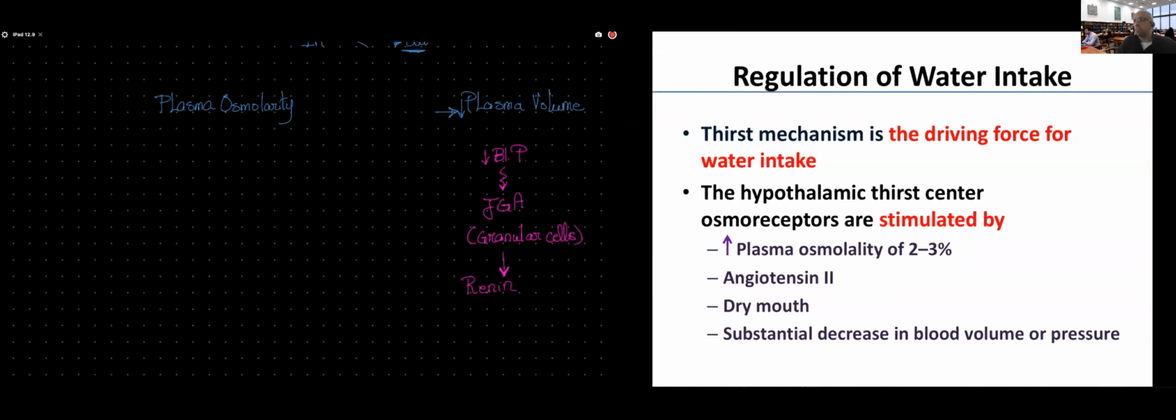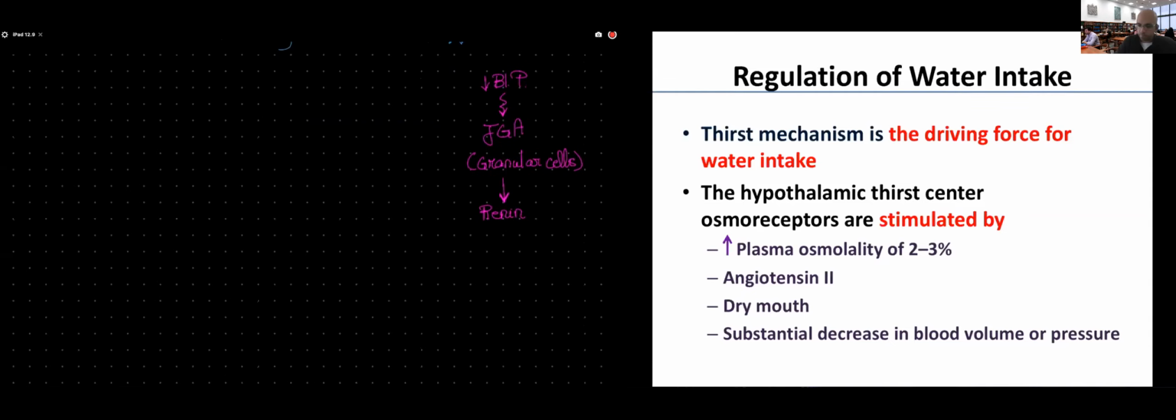Do you remember how renin acts? How renin increases your blood pressure back to normal? Do you remember? Do I have any direct effect on the blood vessels as renin? What do you think? Do you have any direct action on the blood vessels for you to increase the blood pressure back to normal? What do you think? No, it did convert angiotensinogen into angiotensin 1.